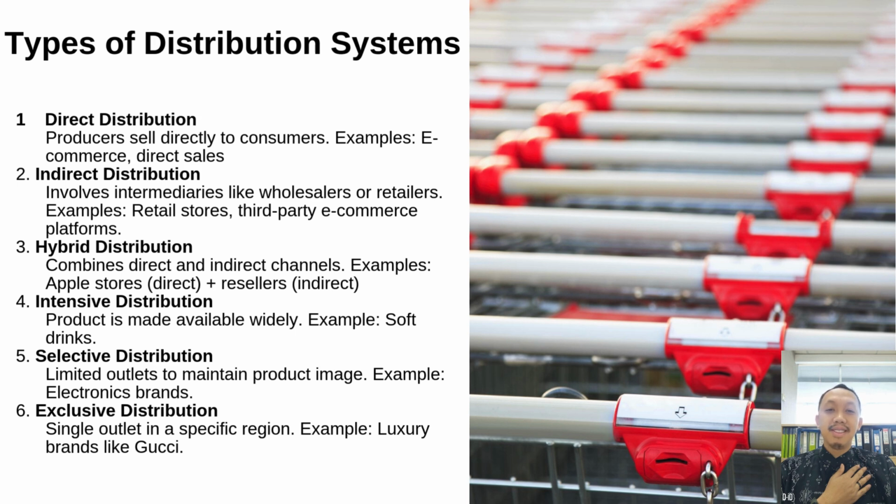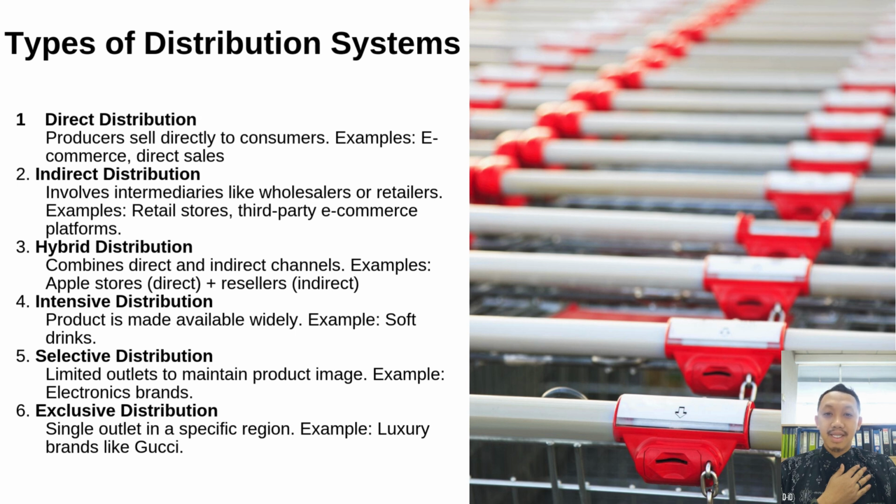Second, indirect distribution. Involves intermediaries like wholesalers or retailers. Examples: retail stores, third-party e-commerce platforms. Third, hybrid distribution. Combines direct and indirect channels. Examples: Apple stores, direct, plus resellers, indirect.